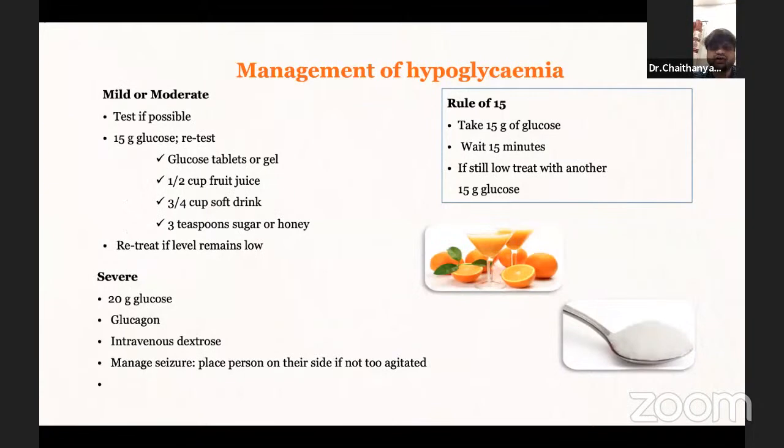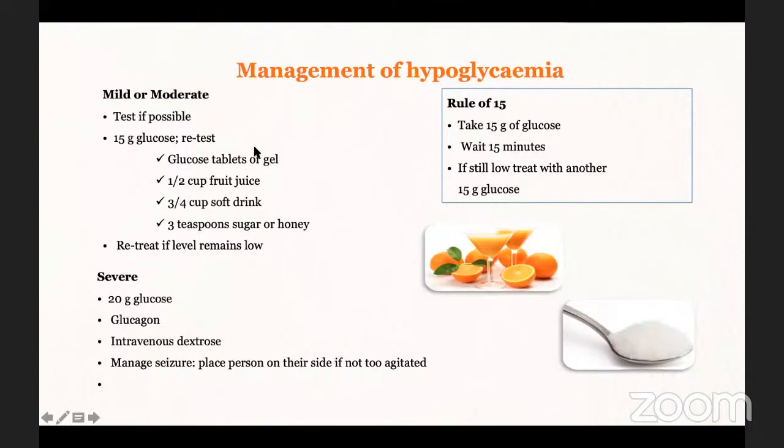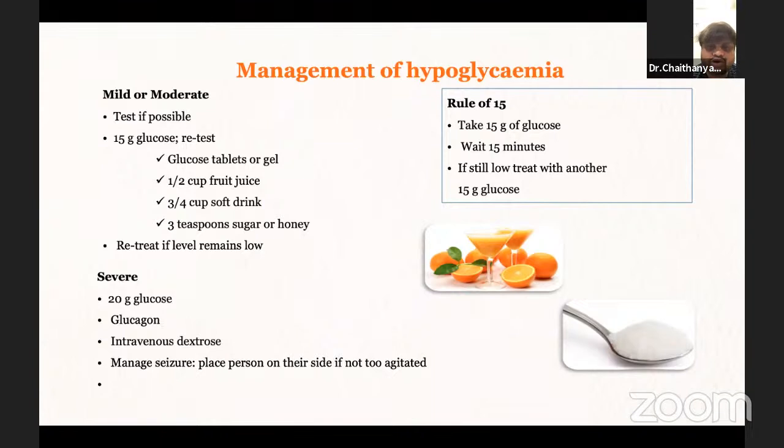So management of hypoglycemia, this is called the rule of 15. Take 15 grams of glucose, wait for 15 minutes, and after 15 minutes, you should recheck the blood glucose value. It should go up by 15. If it is not going up by 15, again repeat this step. Next slide.